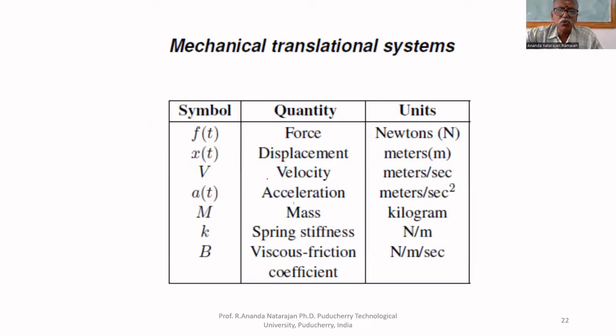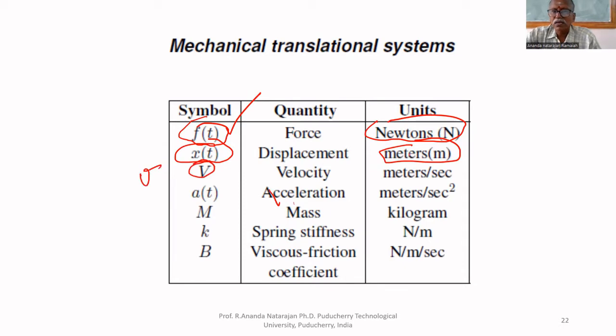Now, let us review what the variables are in the mechanical translation system. One is applied force f of t. Applied force is in Newton. Then displacement, that is the output, displacement x of t, is in meter. Then velocity v is in meters per second. Then acceleration, another variable. Acceleration is meter per second square.